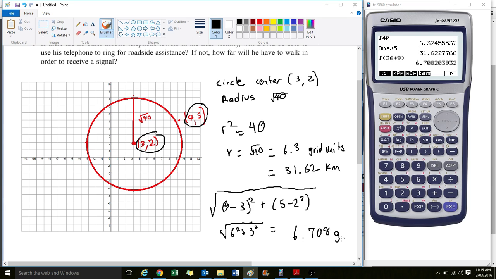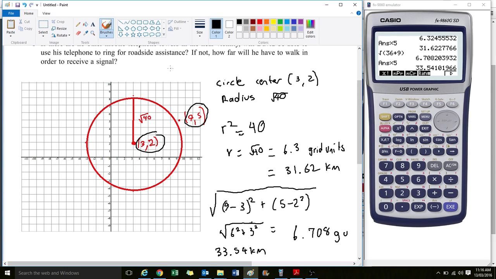I'll just put GU this time, grid units. So let's change that into kilometers. We know that each grid unit represents 5 kilometers, so we multiply that by 5. And so David is 33.554 kilometers from the tower. And the tower has a range of 31.62 kilometers.